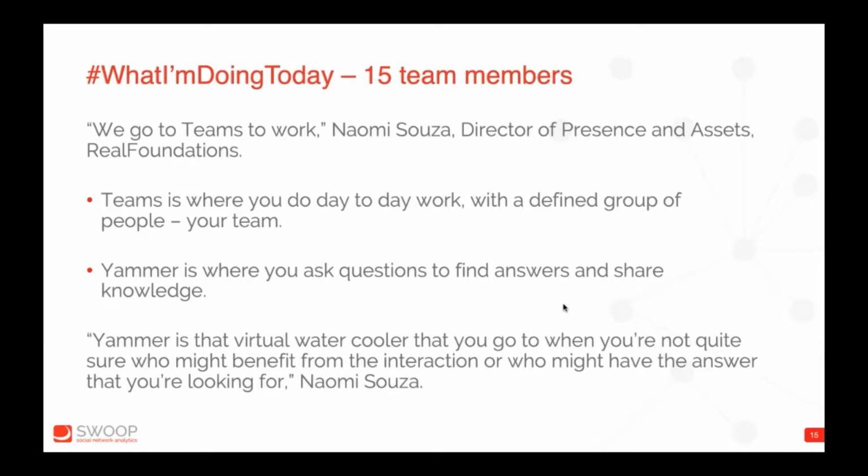And Yammer, on the other hand, is where, if you need to step out of what your team is and find the answers to a question, or maybe you need to share some knowledge, or even make an announcement or things of that nature. One of the quotes we got from Naomi was, Yammer is that virtual water cooler that you go to when you're not quite sure who might benefit from the interaction, or who might have the answer that you're looking for. Naomi also says, when there are questions like that, there's always someone within your organization that is going to know the answer. So it's really important to be clear on when to use Teams and when to use Yammer, but it's also great to see just how wonderfully both Teams and Yammer can work together.